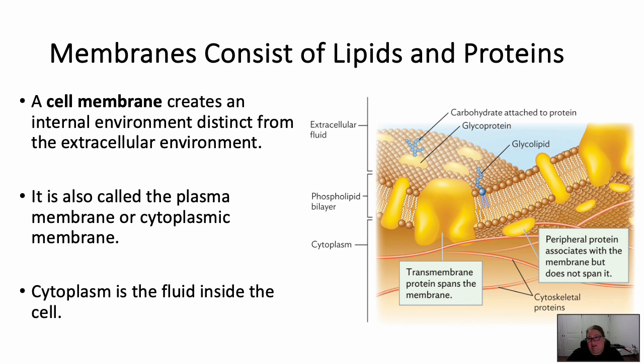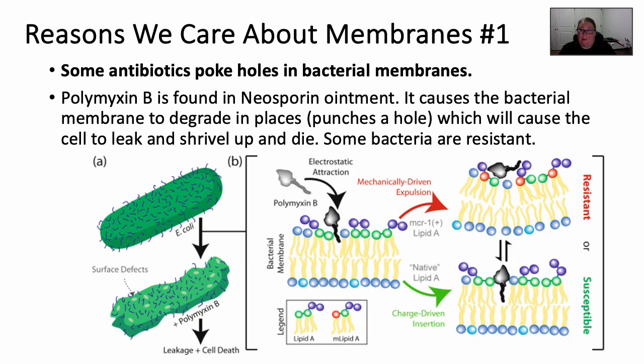Let's talk about reasons why we care about membranes, especially for people thinking about going into the medical field. Reason number 1: we have developed drugs that target these membranes. Some antibiotic drugs have the whole job of disrupting the membrane. If you've ever used triple antibiotic cream, Neosporin, bacitracin, they're all the same. The key ingredient in these is a molecule called polymyxin B. What polymyxin B does is cause the membrane to degrade in the bacterial cell, in other words it punches a hole in the membrane, which causes the cell to leak and shrivel up and die.